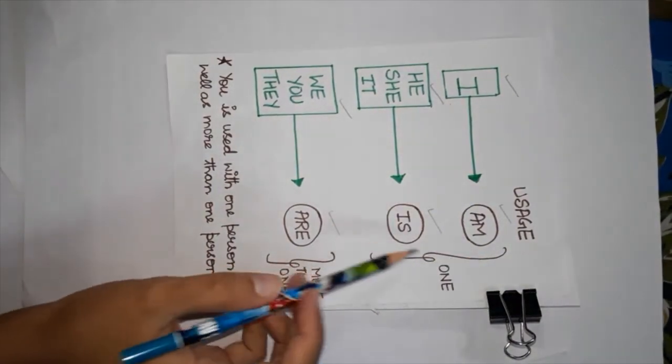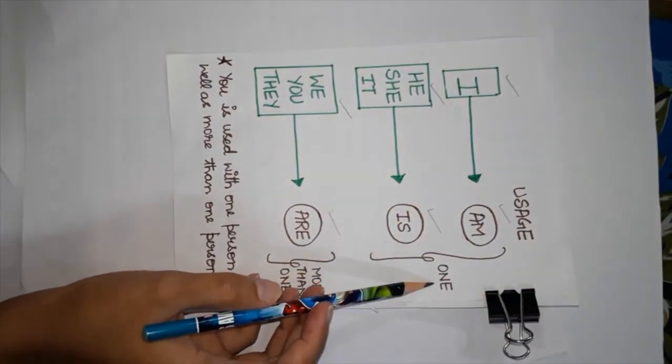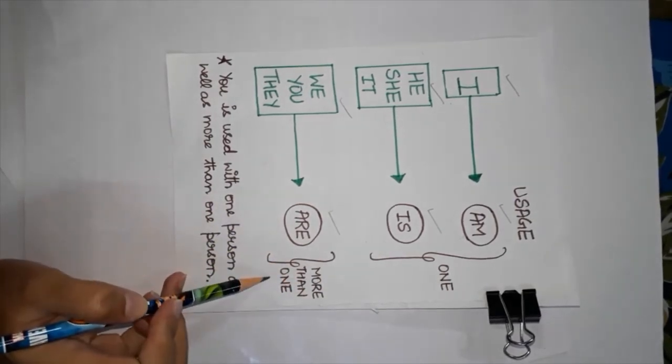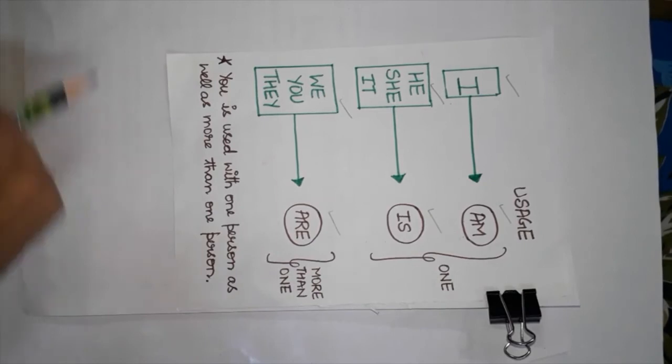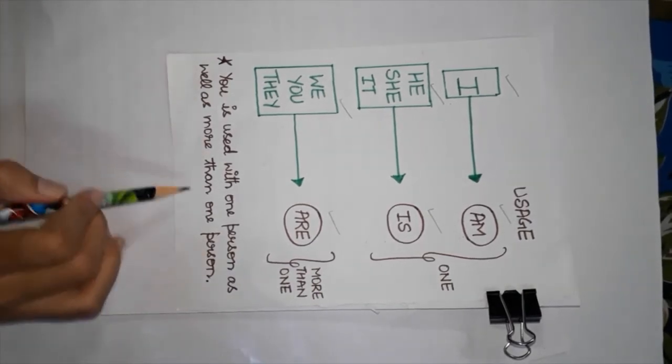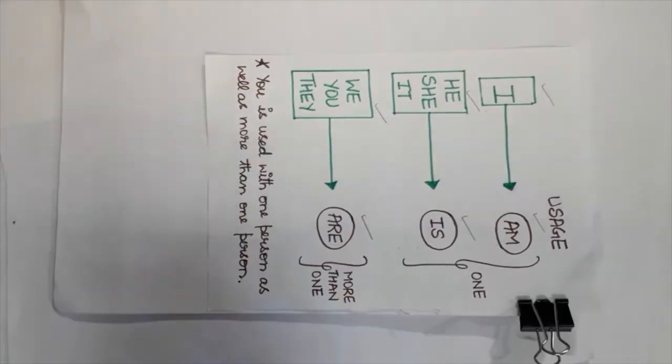Now am and is are used for one person or thing, and are is used for more than one person or thing. And if you are talking about you, are is used with one person as well as more than one person or thing. So this was our topic.